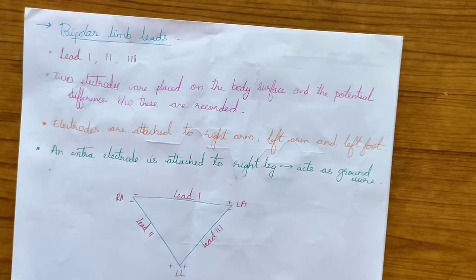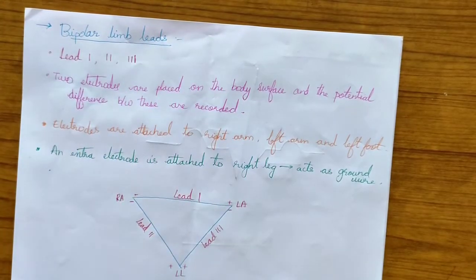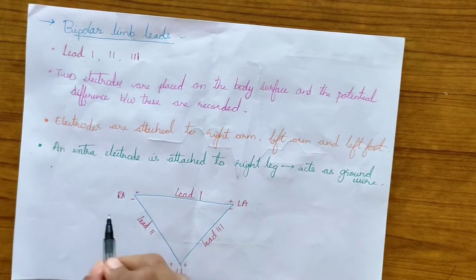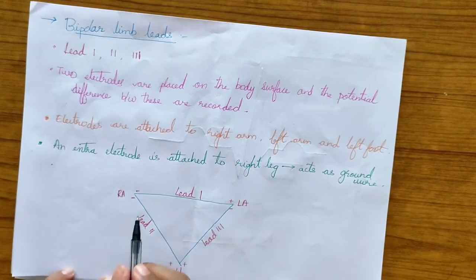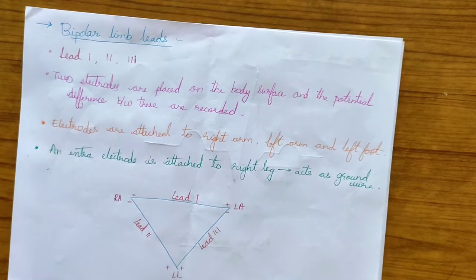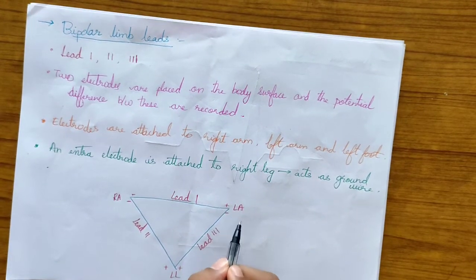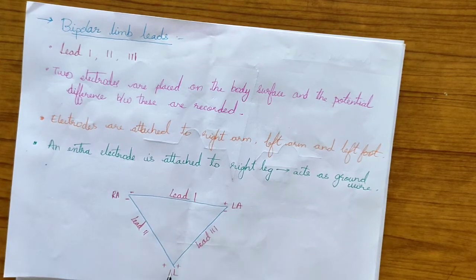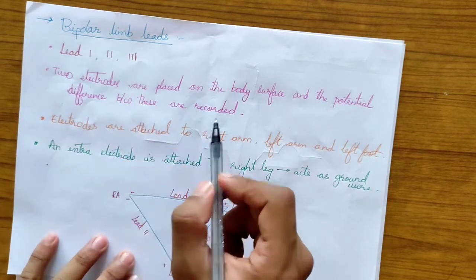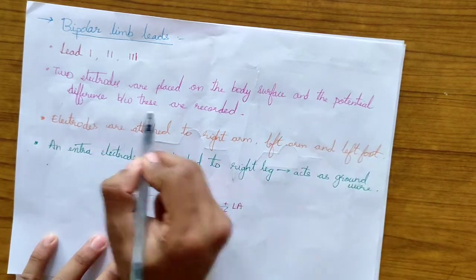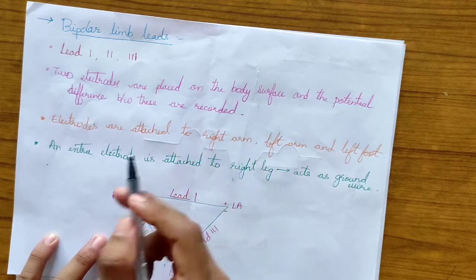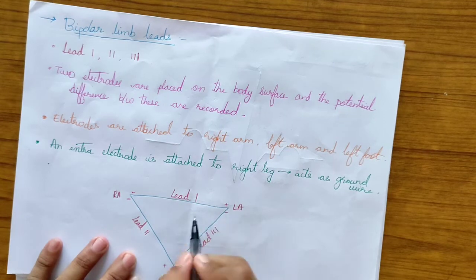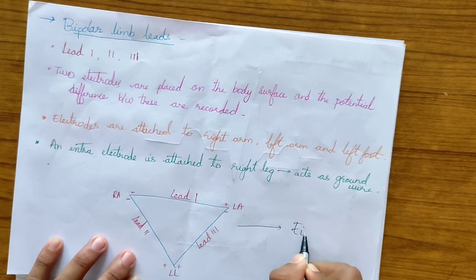So how are they divided into lead 1, lead 2, lead 3? As you know that lead is the pair of electrodes. So lead 1 is connected from the right arm to the left arm. Lead 2 is connected to the right arm and the left leg. Lead 3 is connected to the left arm and the left leg. So these two electrodes are placed on the body surface and the potential difference between these is recorded. Electrodes are attached to right arm, left arm and left foot, as I showed here in the triangle. This triangle is also known as the Einthoven triangle.